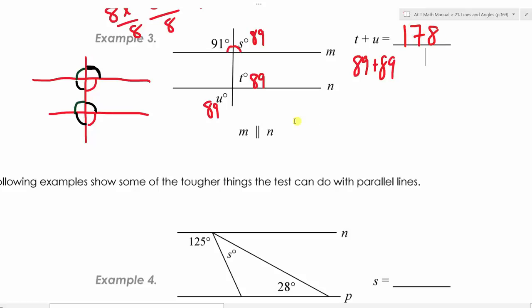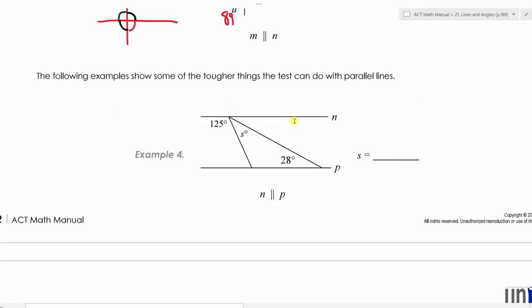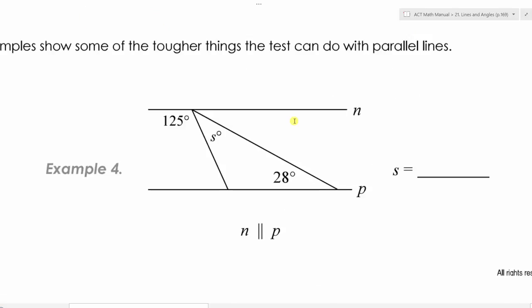Now, the tougher things down at the bottom of page 172, the tougher things that ACT can do with parallel lines, is they can give you multiple transversals. So in all the previous examples, we had parallel lines and then just one transversal, but ACT may give you multiple transversals, which is what they're doing in this particular question here. If you want to take a stab at it on your own, then press pause and then come back and join us.